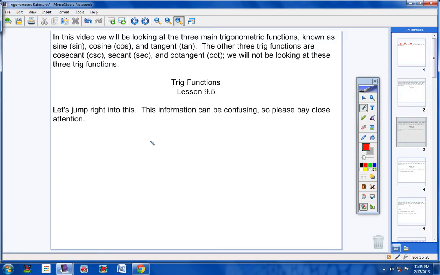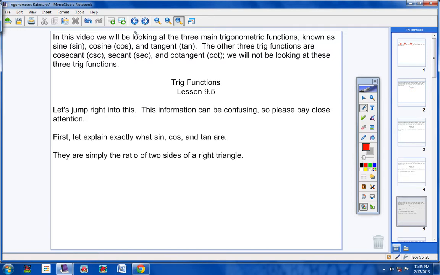Now, let's jump right into this. This information can be confusing, so I need you to push all distractions out of your mind. Pay close attention. Take really good notes, okay? First, let me explain what sine, cosine, and tangent are. Okay, are you ready for this? It's really, really deep, okay? I'm being sarcastic. It's really simple, okay?